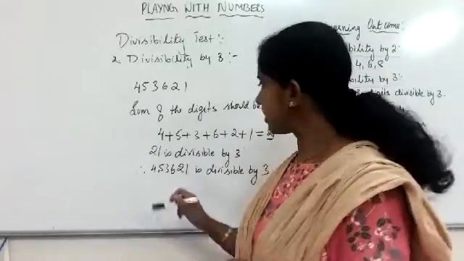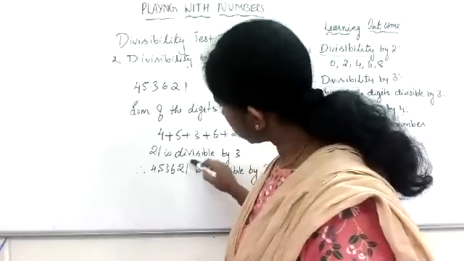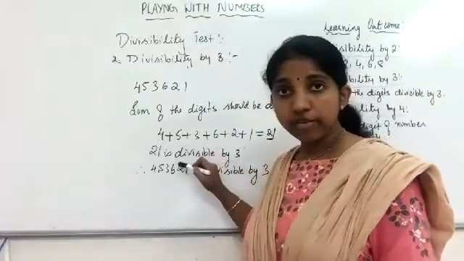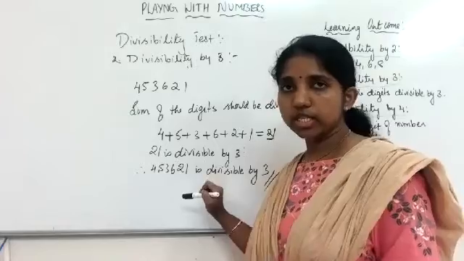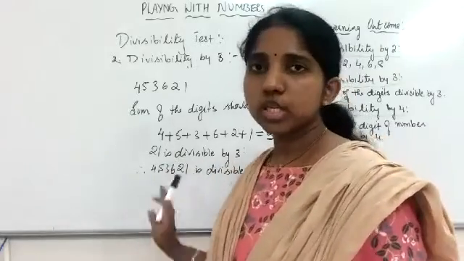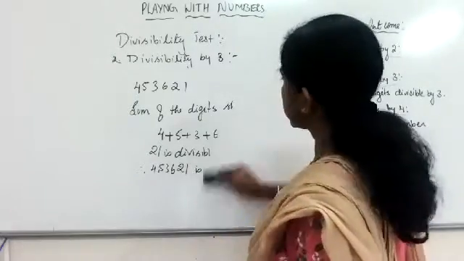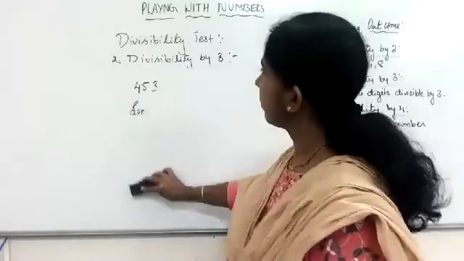Now is it divisible by 2? No. Why? Because the units place digit is not even or 0. It is neither 0, 2, 4, 6, nor 8. It is 1. It's an odd number. So this is not divisible by 2. Next we will go for the divisibility by 4.